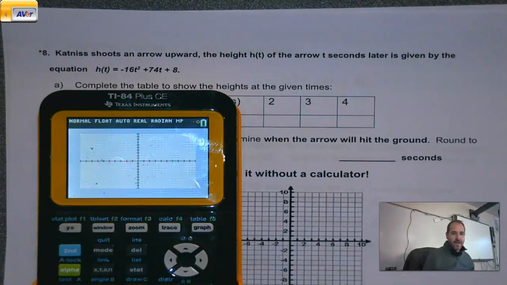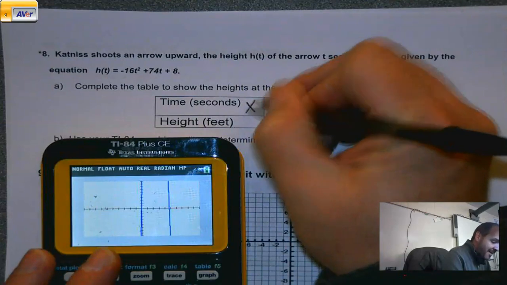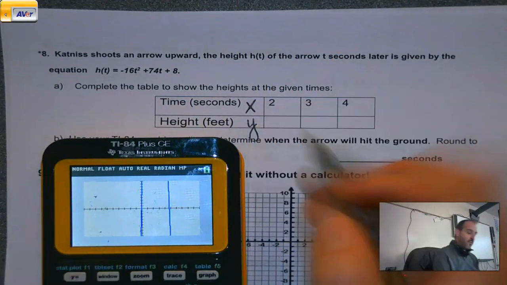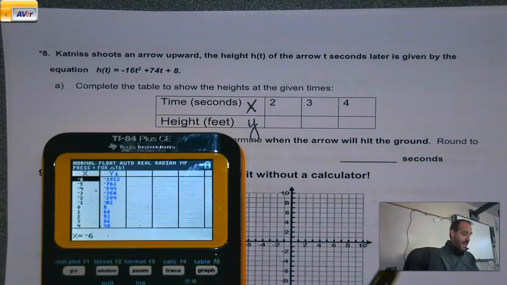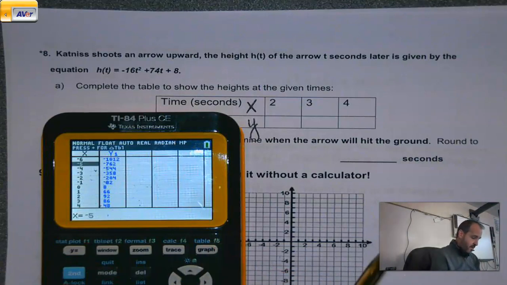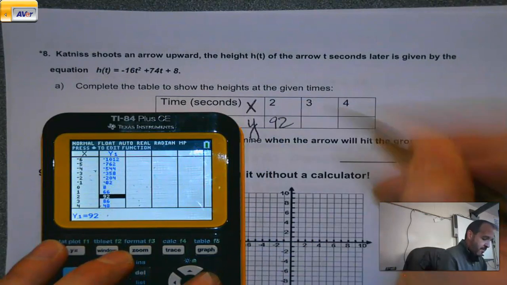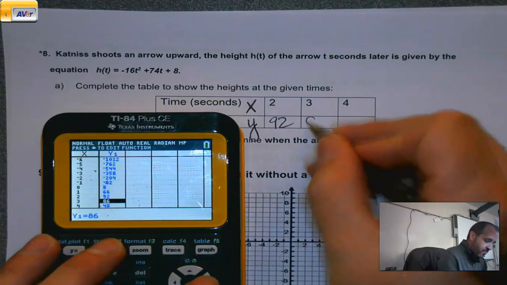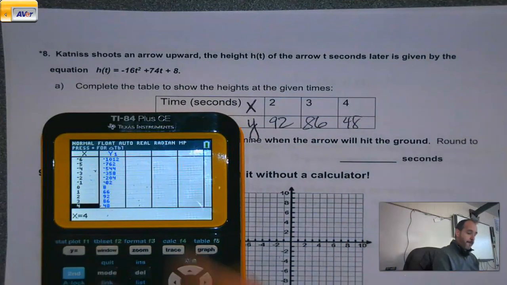So I hit my graph at first, because that's what we normally do, right? And at first I'm like, well, what am I supposed to be doing? Oh, time is x, height is y. So they want me to take these x values, which I can get by looking at my table, second graph. Going down to 2, that's my x value, and just copying my y. Go down to my 3 value, copy my y. Go down to my 4, copy my y.